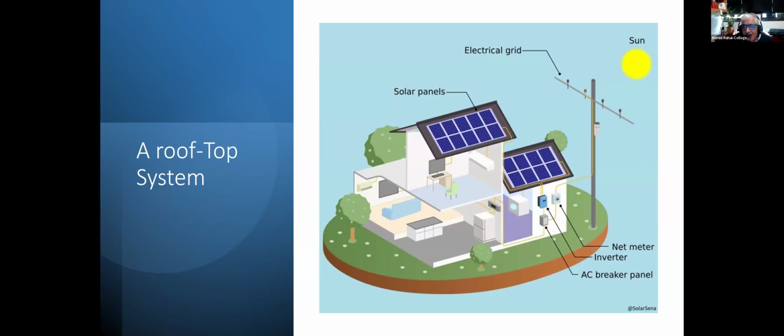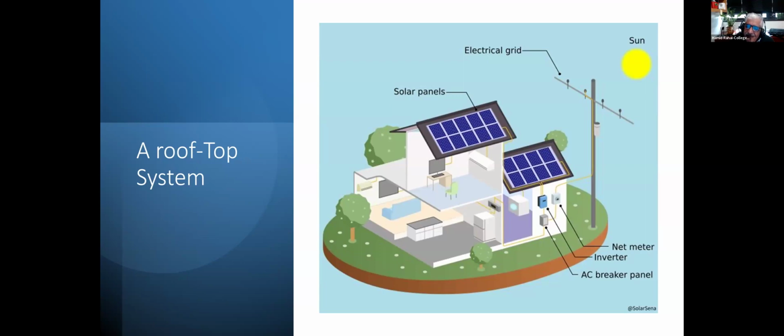Now let's talk about the rooftop PV system. Any questions? Anything? Any questions, everybody? Okay.